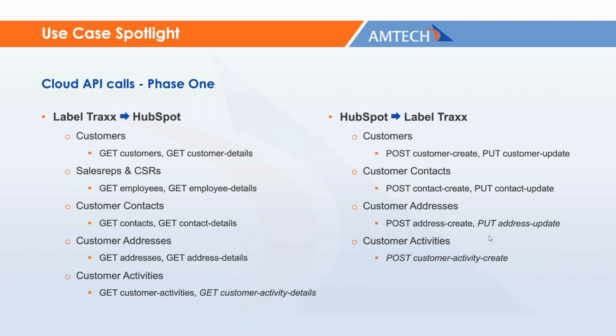And then over here on the right side of the screen, going in the other direction from HubSpot to Label Traxx, the integration will be writing to Label Traxx using post and put calls. Post calls create records and put calls update existing records. You'll see a few of the calls are in italics. Don't know if you can see, I'm pointing to them. The ones in italics are the ones that are currently under development. Don't have them yet, but they are coming. Everything that's not in italics is built, already exists.